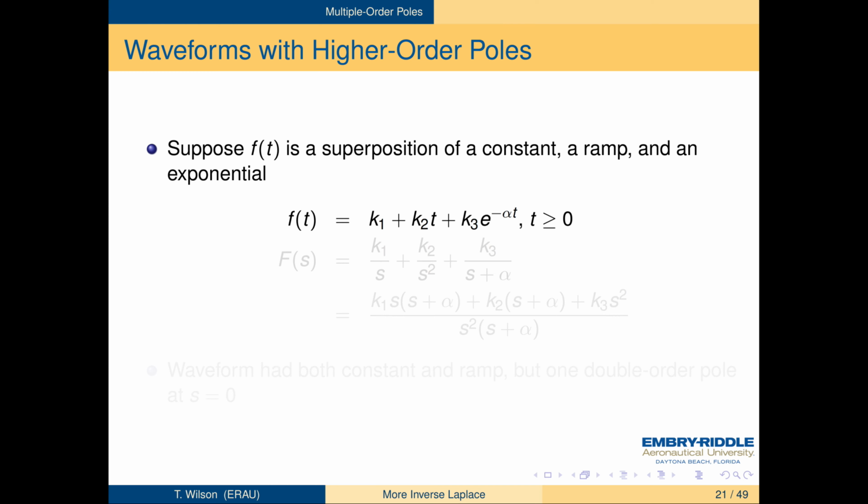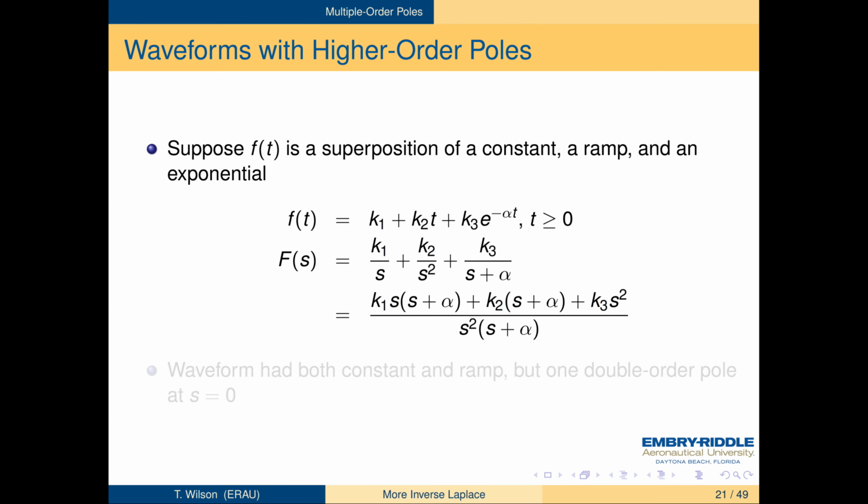Suppose we add together a constant, a ramp, and an exponential. The constant has a pole at the origin, and the ramp has a double pole at the same place. The exponential has a pole at s equals minus alpha. When we combine these over a common denominator, we see that the Laplace transform has a double pole at the origin as well as the pole at minus alpha for the exponential. Even though the waveform included both a constant and a ramp, we wouldn't see that in the factored form, where we just see the double pole at s equals 0.